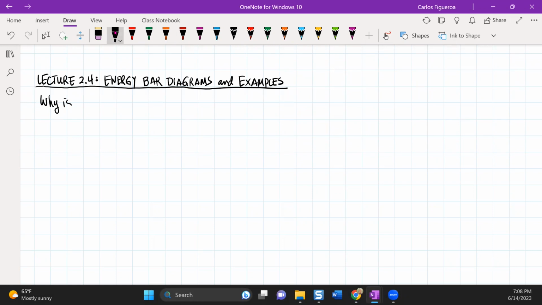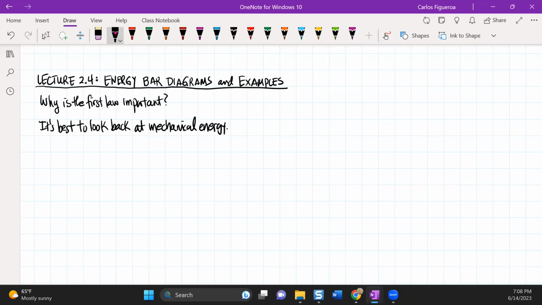Why is the first law so important? To really answer this question, it's best to look back at mechanical energy from your introductory mechanics course. And the way I'll do this here is that I'm going to give you an analogy.